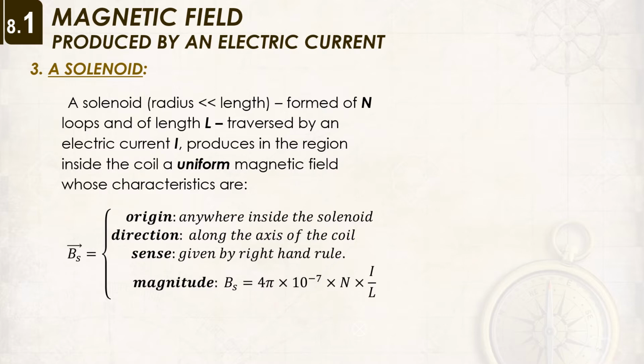It is formed of N loops and of length L. When it is traversed by an electric current I, it produces in the region inside the coil a uniform magnetic field whose characteristics are as follows. The origin: you can draw the magnetic field anywhere. It's going to be straight anywhere inside the solenoid. The direction is going to be along the axis of the solenoid. The sense is given by the right hand rule, and we will see how. As for the magnitude, we need to memorize this equation: 4 pi multiplied by 10 to the negative 7, N, the number of loops, multiplied by I, the current, divided by length L.